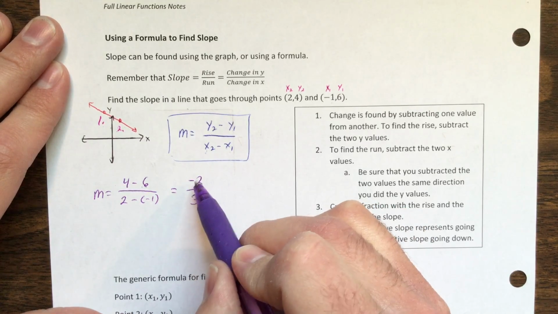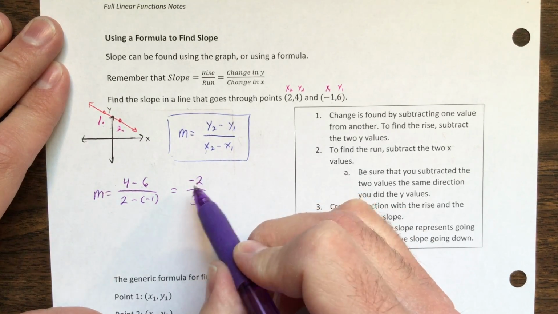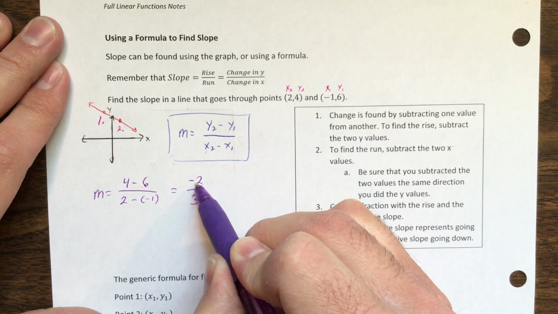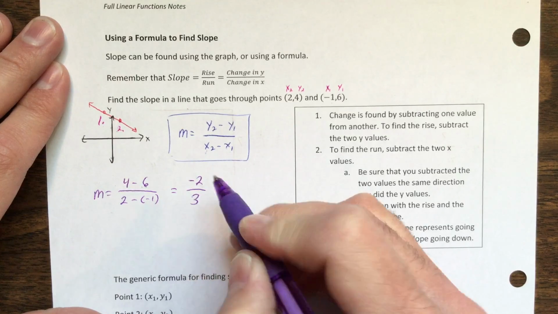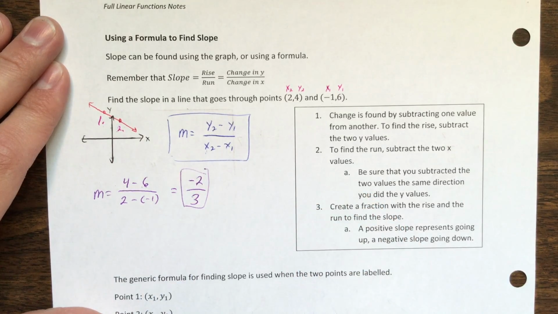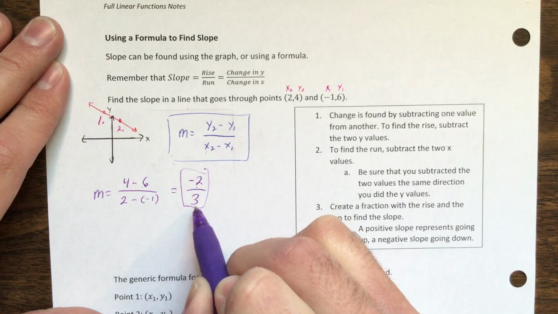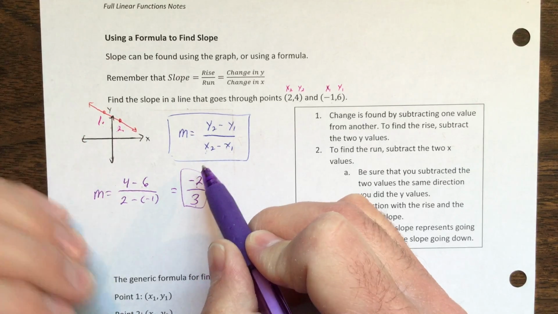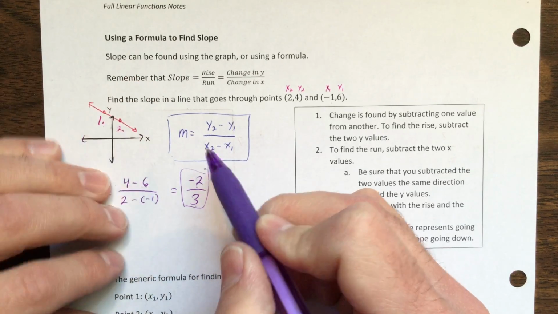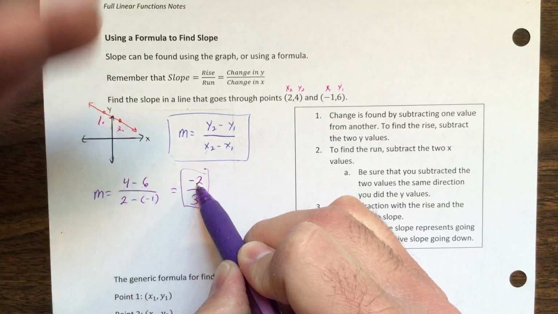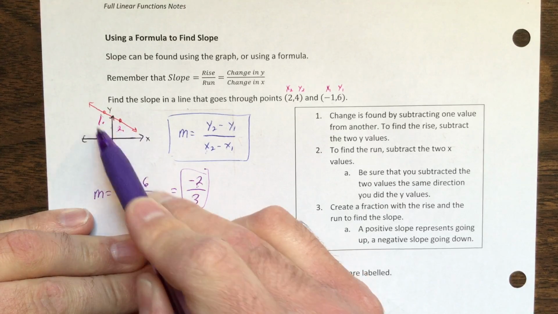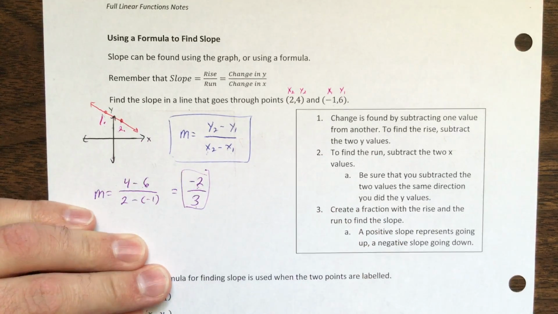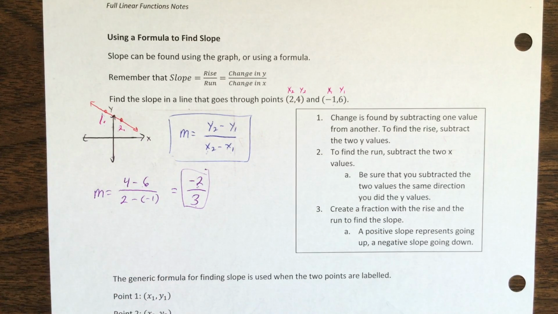And so -2/3 is our slope. That means we're going down 2. The negative represents down, and then over 3. So this becomes our slope: down 2 and over 3. If we have a positive, that means we're going up, so that's a rise. If we have a negative, that means we're going down. So we're going to go down 2 over 3, and that's going to be our slope. And you'll notice that is a negative slope as it goes down.